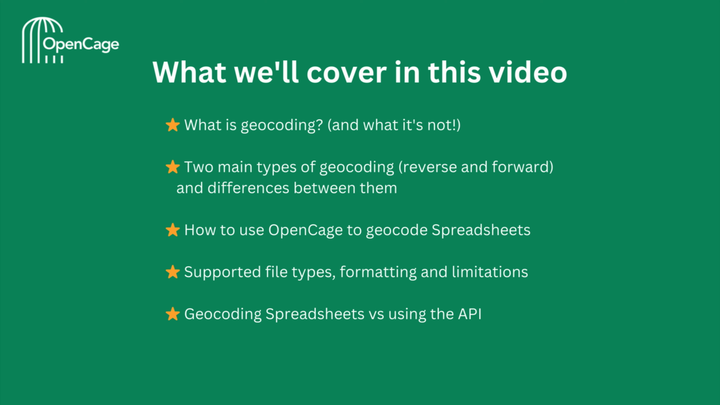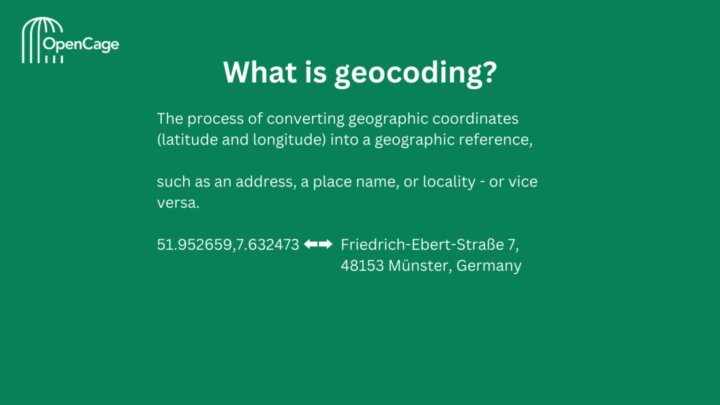Now, this video is focused on geocoding spreadsheets only. If you're interested in automated and higher volume geocoding, you should use the OpenCage API. Check out the OpenCage tutorial videos on using the API for forward and reverse geocoding. Let's begin by defining geocoding.